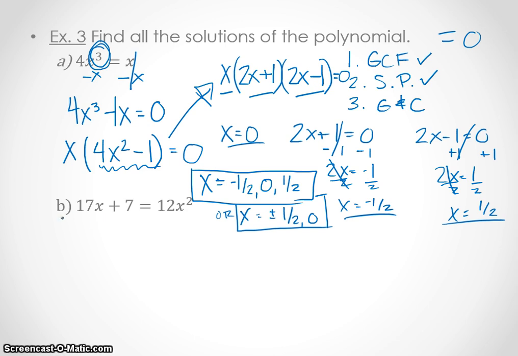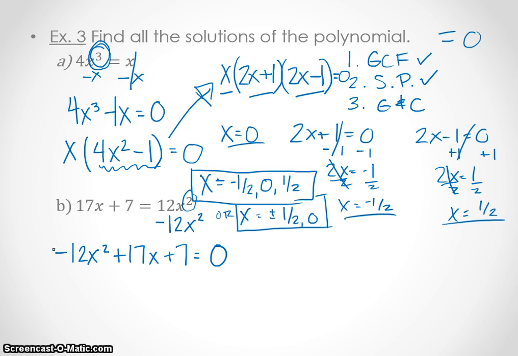Okay, let's take a look at letter B here. It says 17x plus 7 equals 12x squared, so we should expect 2 answers here. But first, we need our equals 0, so let's go ahead and get that. We're going to bring this 12x squared to the other side. We have negative 12x squared plus 17x plus 7 equals 0.